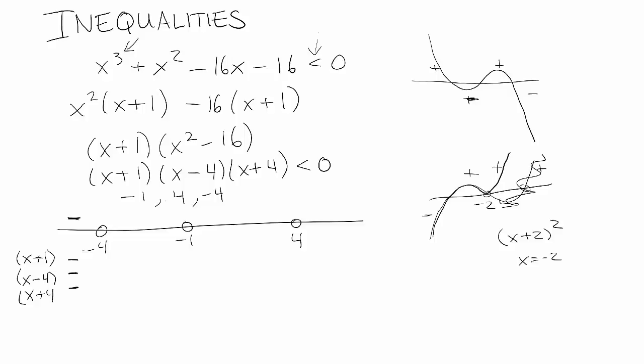All right, so let's try another point, -3. -3 plus 1, negative. -3 minus 4, negative. -3 plus 4, positive. So that becomes positive. And you can do the same and fill in the rest of the table and you'll see that the answer would be between -infinity and -4, or between -1 and 4.